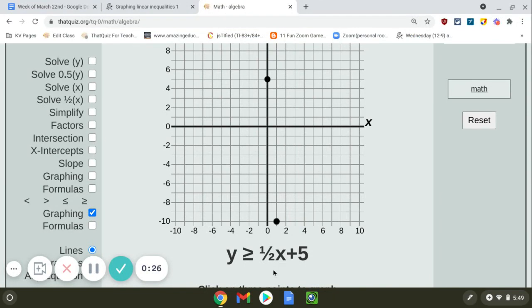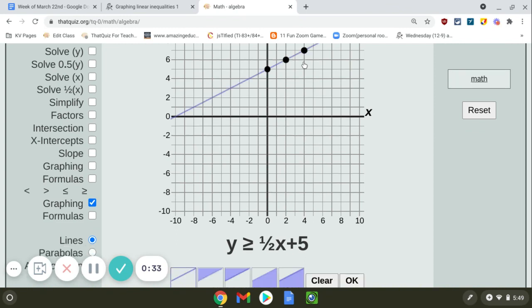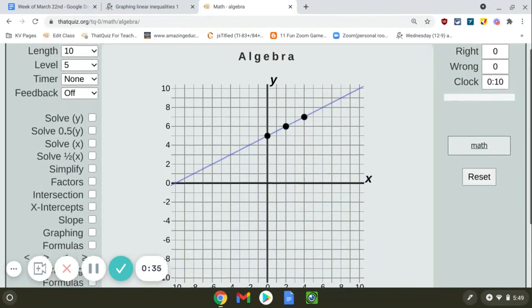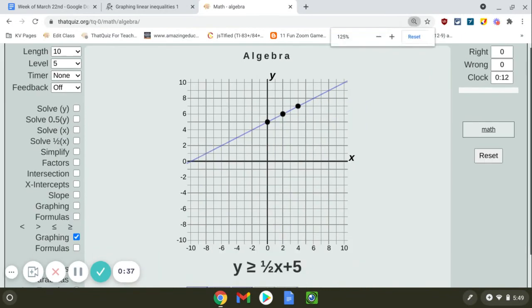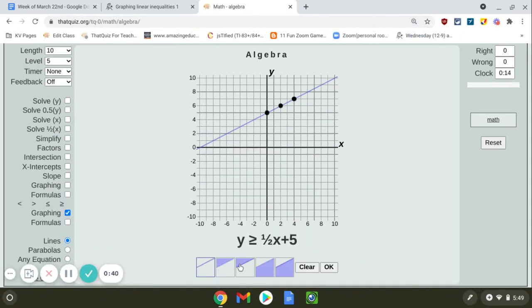There we go. And then it's up 1 over 2, so I need to plot at least 3 points. Okay, up 1 over 2. There you have it. And then the last thing it asks for is here at the bottom, and this is the shading.